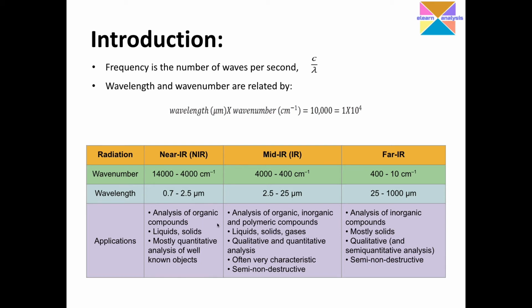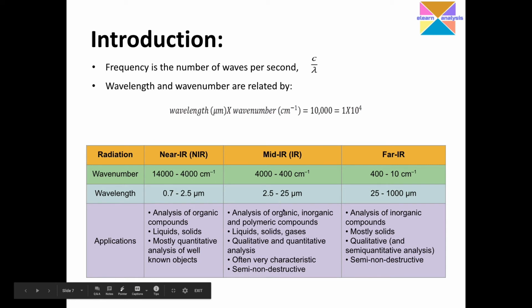Coming to the mid-IR region, this can be used for organic, inorganic, and some polymeric compounds. It can be used for all three states of samples: liquid, solid, and gaseous, and for both qualitative as well as quantitative analysis. This is the most often used and most characteristic wavelength region, which gives a lot of information about any molecule that has a covalent bond in it, whether a double bond or a triple bond.